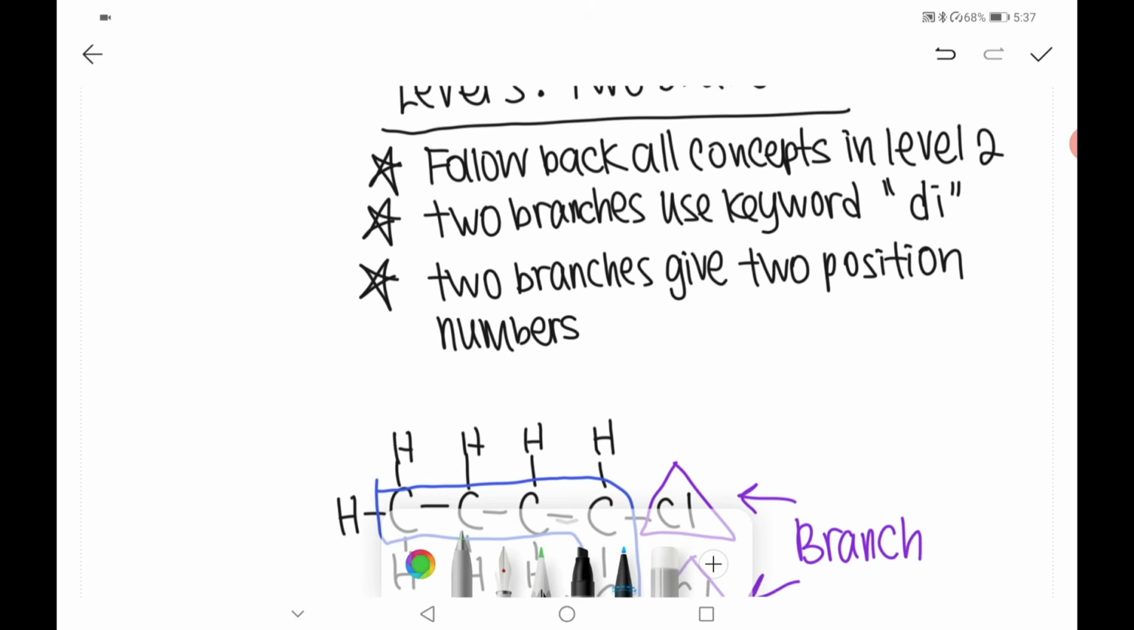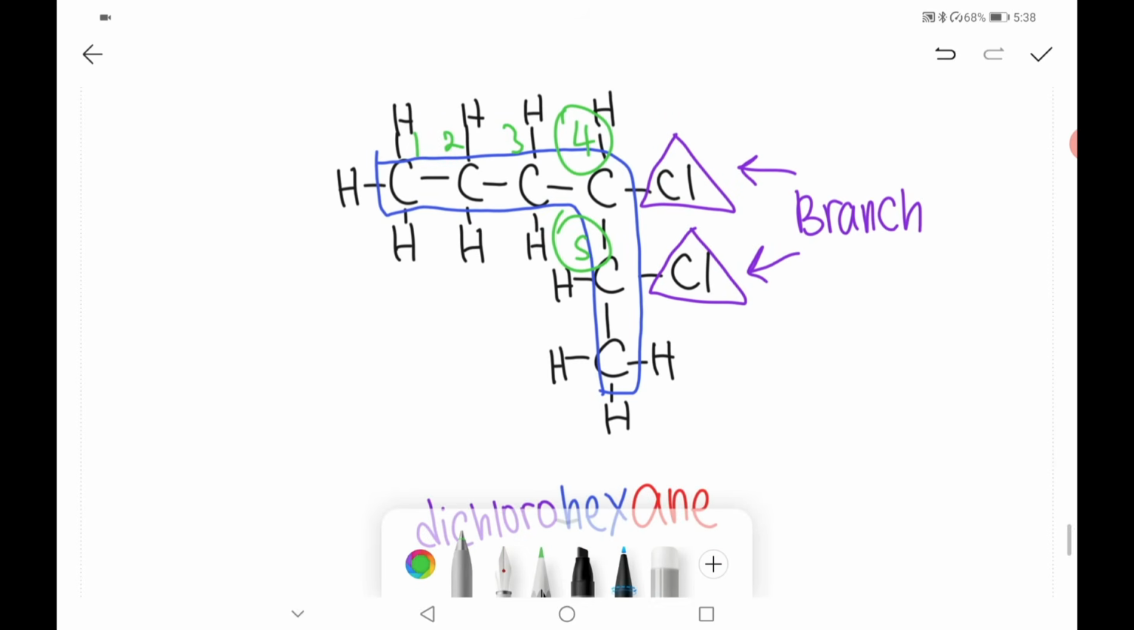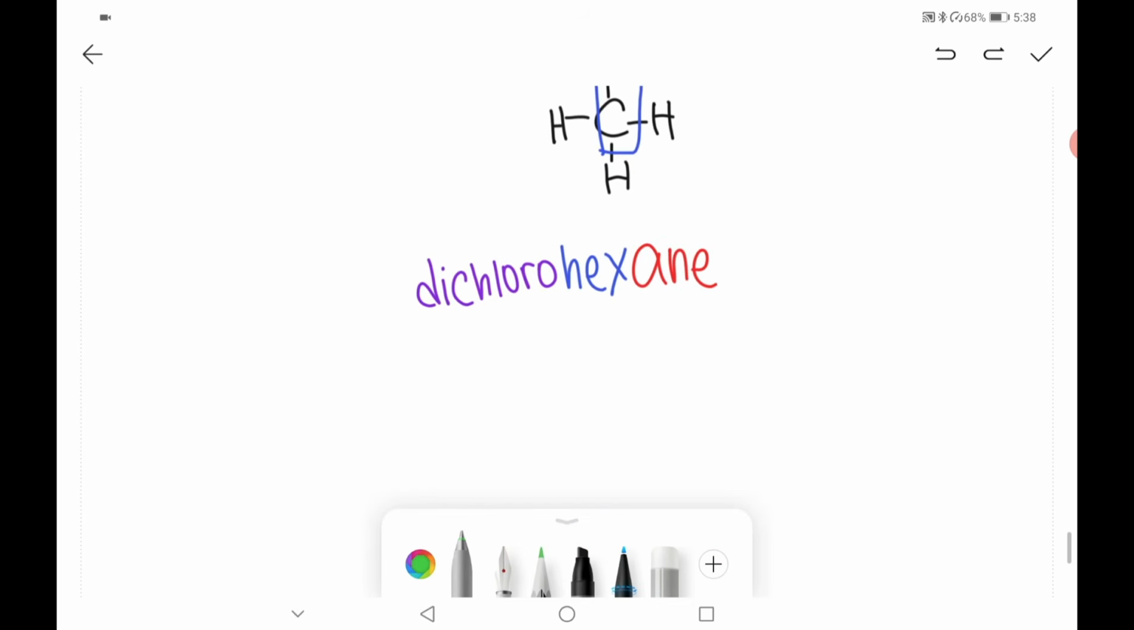You must tell people where the branch is. When you have 2 branches, you must give 2 position numbers. So let's count from the left. If you count from the left, this is 1, 2, 3, 4, and 5. One branch is on the 4th carbon and one branch is on the 5th carbon. So you put a 4 and a 5, with a comma. Which means one branch is on carbon number 4, one branch is on carbon number 5.